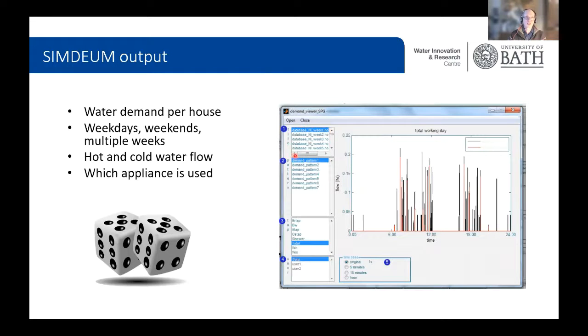And as you see here on the left hand side, this is a special viewer. This is the total flow, but you can also select the different taps which are used here. And you can select 7 days a week, so 7 demand patterns of the different days in the week. And then, of course, you can simulate a whole range of weeks after each other. So you can easily make 300, 400, 500 of these patterns in a few minutes of time for a specific household in an area.